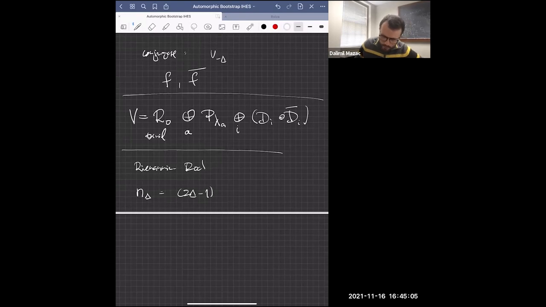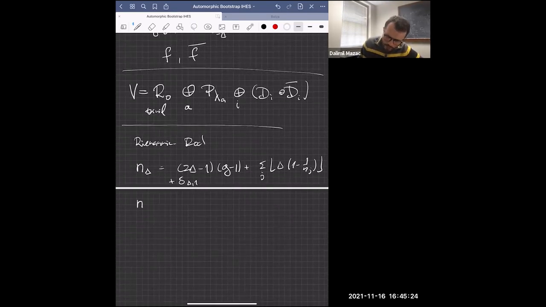Is given by this formula. G is the genus of the surface, and then there is a sum over the orbifold points and their orders. And there is a small correction at delta equals 1. So these are weights to modular forms. In particular, for delta equals 1, which are the holomorphic one forms, the number of linearly independent one forms is just the genus.